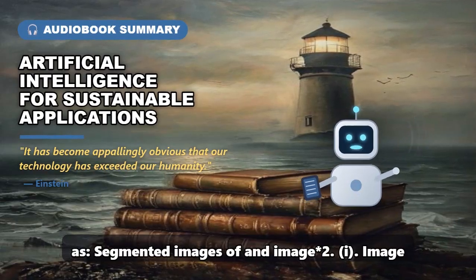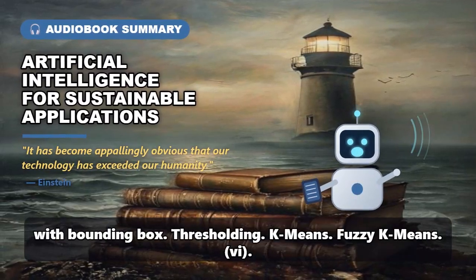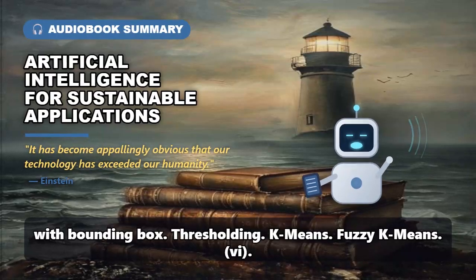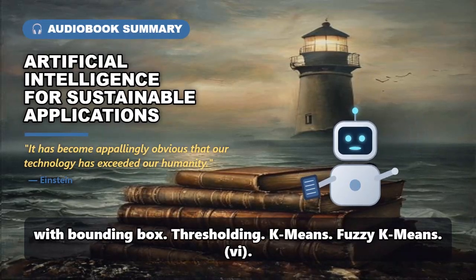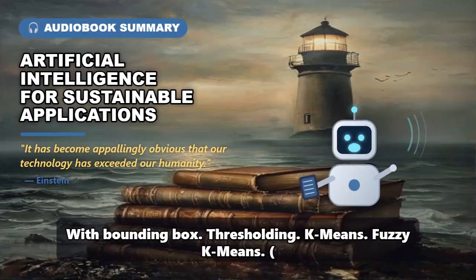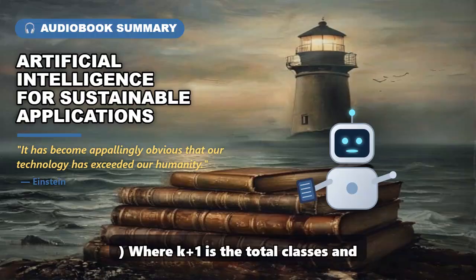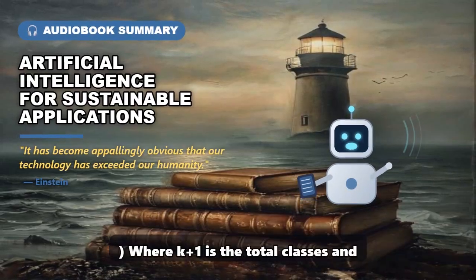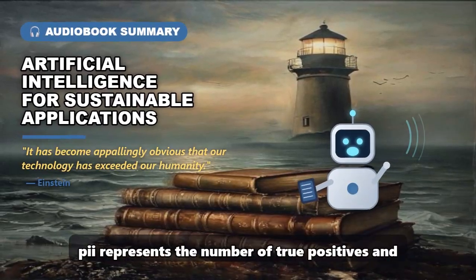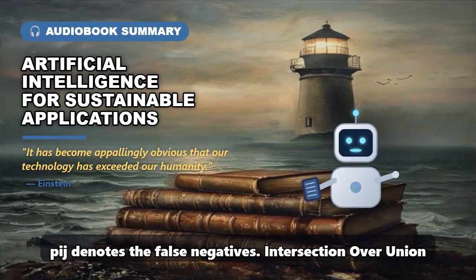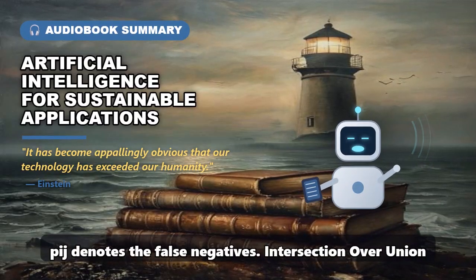Image with bounding box. Thresholding. K-means. Fuzzy k-means. With bounding box. Thresholding. K-means. Fuzzy k-means. Where k+1 is the total classes and p_ii represents the number of true positives and p_ij denotes the false negatives.